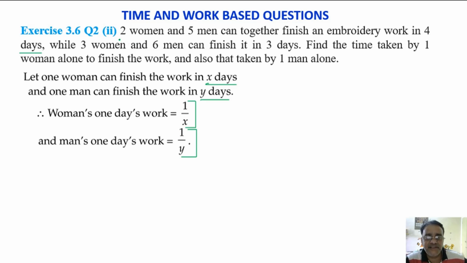So in the first case, 2 women and 5 men are working together to complete that work in 4 days. So what will you get as the first equation?